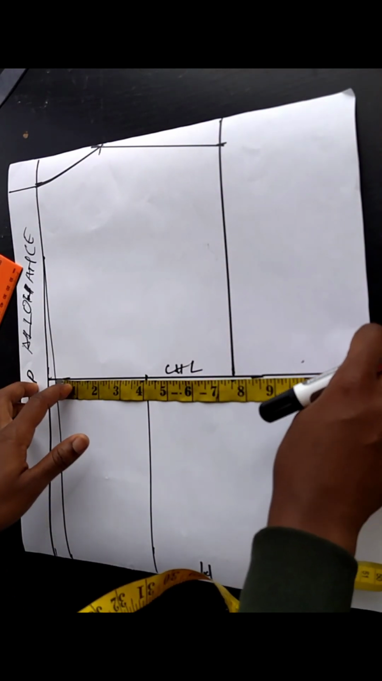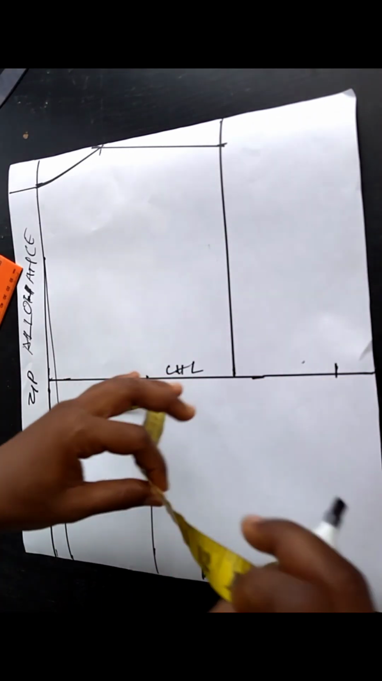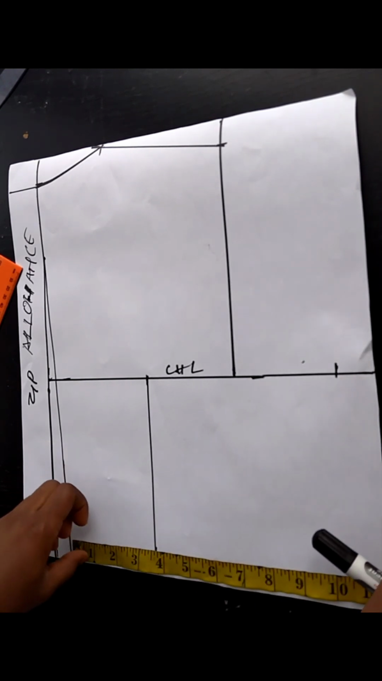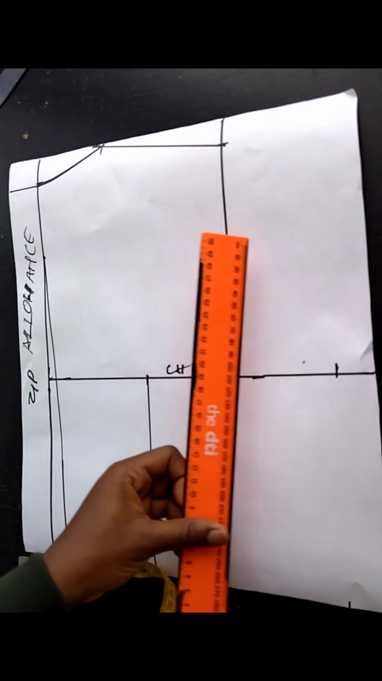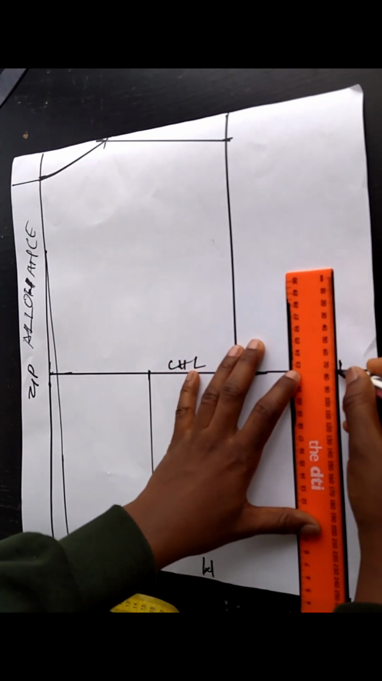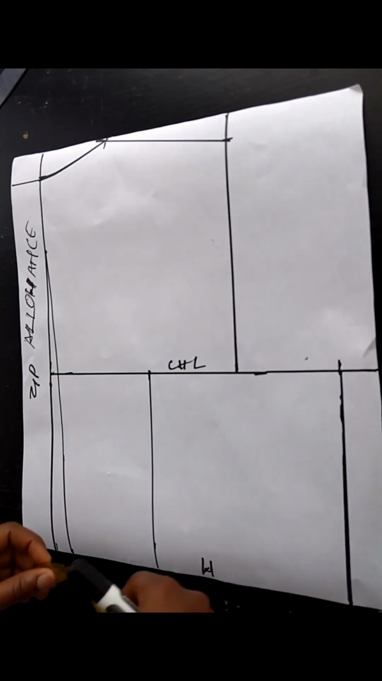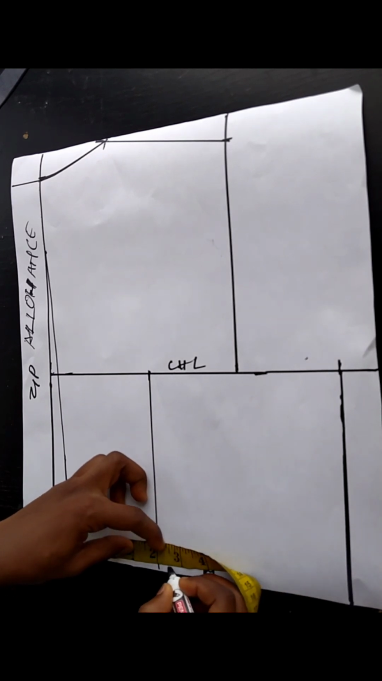Now I'm going in with my bust measurements. The bust measurement divided by 4 is what I'm marking now. And on the waistline, I'll go in with the waist measurement divided by 4 plus 1 inch for that. That is what I marked now. And I'll connect with a ruler. We added 1 inch for allowance for that, so that is what I'll mark now.